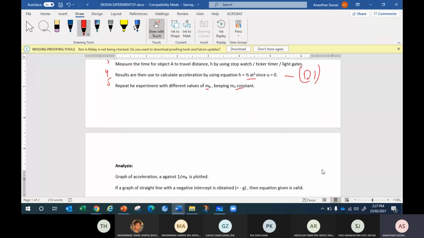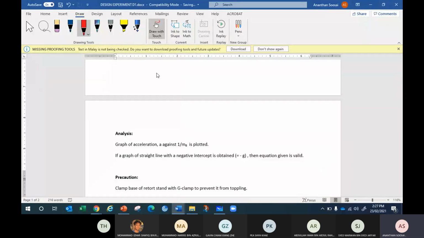After the procedure, write what? Write analysis. Under analysis, you must tell what versus what is to be plotted. A graph of acceleration a versus 1 over MB is plotted. You get 1 mark. A straight line graph with a negative intercept is obtained, and the intercept is negative g. You get 1 mark.